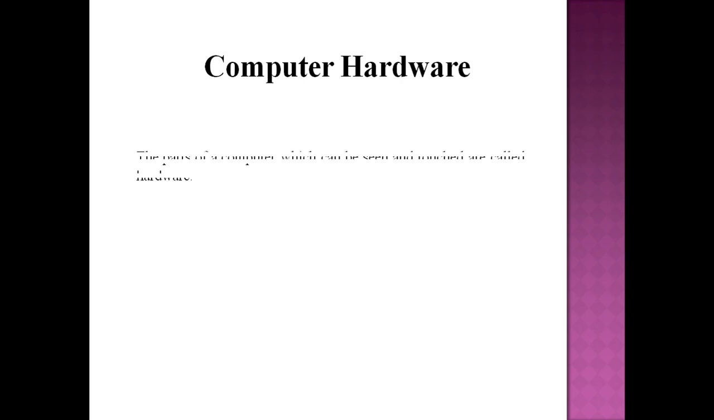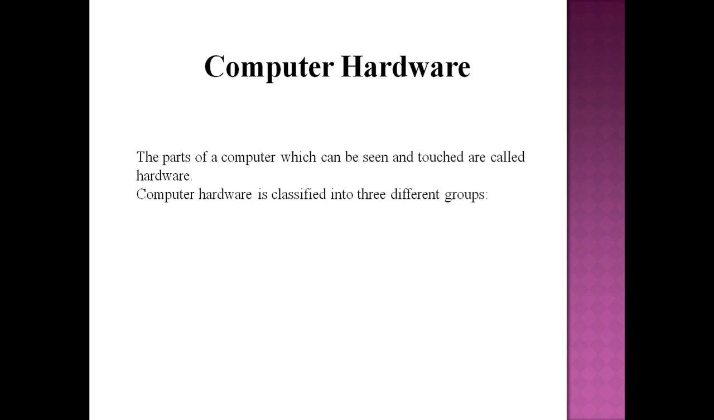So first, starting with computer hardware. What do you mean by computer hardware? The parts of a computer which can be seen and touched are called hardware. Computer hardware is classified into three different groups, that is input devices, processing device and output devices. These devices function differently to fulfill various operations to make a computer run properly. So let us discuss in detail about these devices.